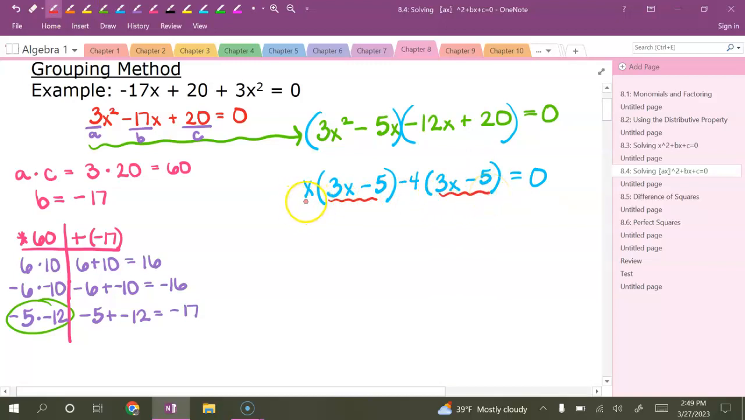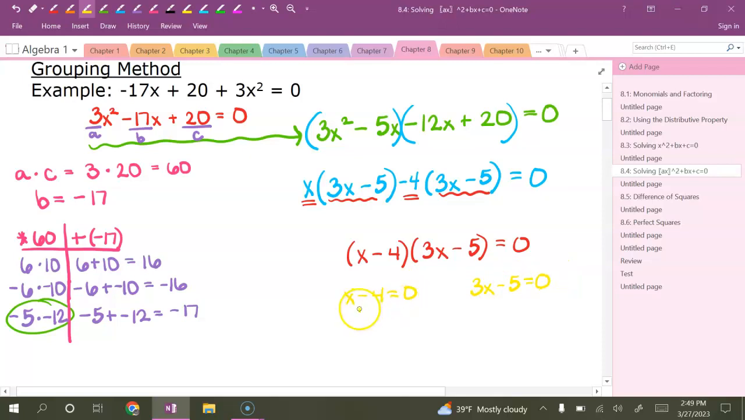Then remember what you do is you grab the pieces that you pulled out front, so the x and the minus 4. That goes in its own set of parentheses. And then the 3x minus 5, that gets brought down as well. And then we do have this being set equal to 0. So we saw this happen in the last section where sometimes you have it set equal to 0, and that means that you need to solve it. So for this one, you're going to have to set both of these quantities equal to 0. So you're going to set the x minus 4 equal to 0, and the 3x minus 5 equal to 0.